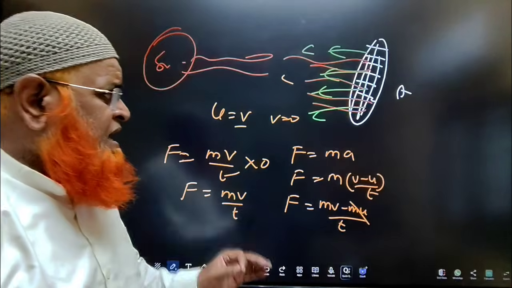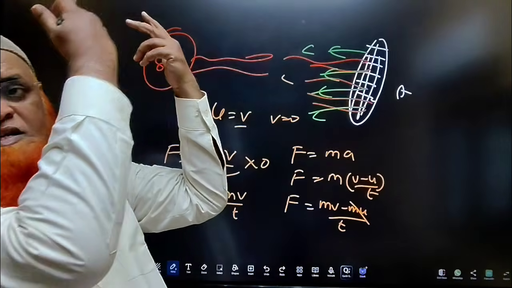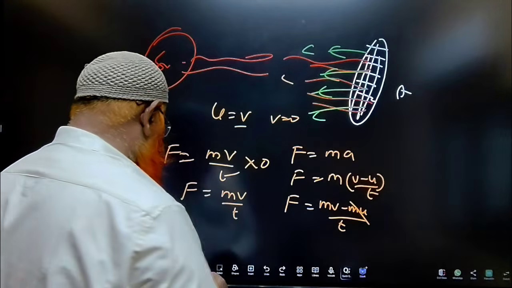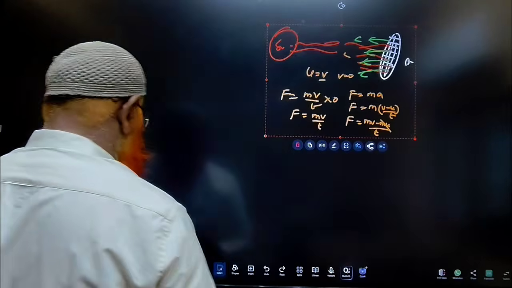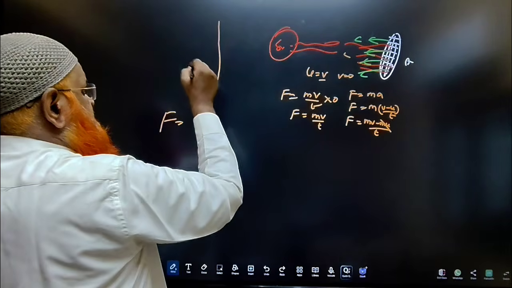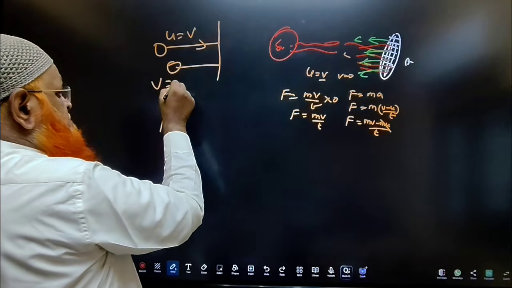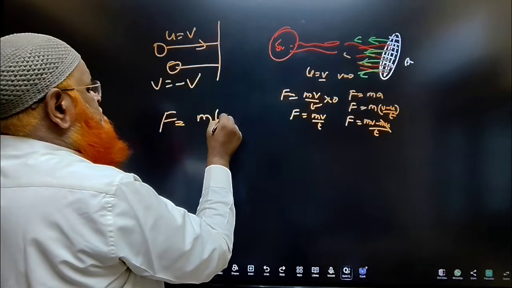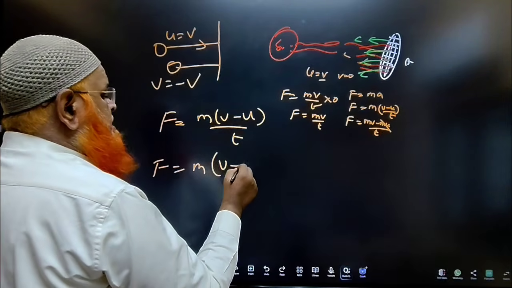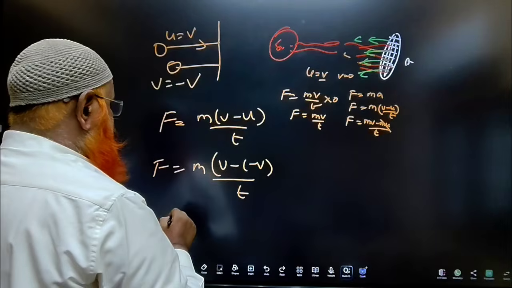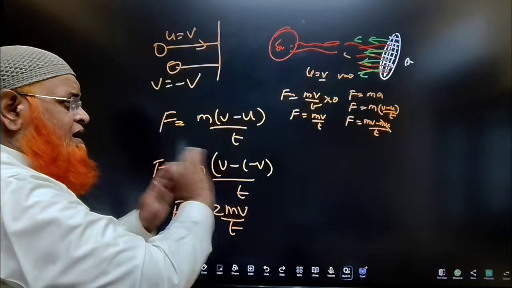So for example, when a ball is thrown on a wall, whatever the speed you are throwing, with the same speed it returns back. Then what happens? What is the formula for that? See, force: the ball falls with a certain velocity v, and it returns back with the final velocity which is taken as minus v. So we write this as mv minus mu by t, a general formula, but in this case mv minus of minus v by t. So therefore F is equal to 2mv by t. So this is when a ball falls and reflects back.